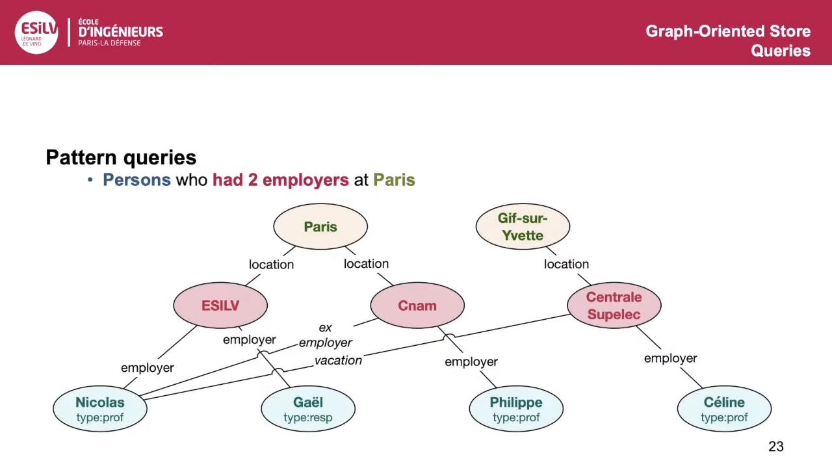And now, according to this graph, you can put pattern queries. Here, we want to find persons who had two employers at Paris. So you begin with Paris and you make a pattern from location to employers or ex-employers that have Paris as a location. And that's it. You find the proper nodes of type person inside this database.